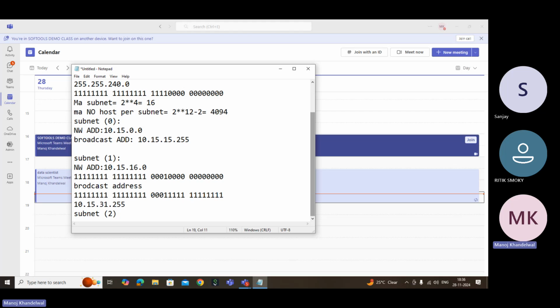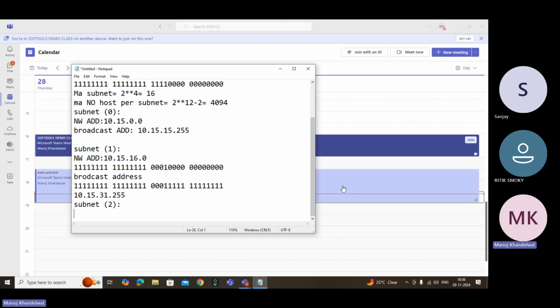Now we'll go to subnet 2. As I told you, use the same steps which I told you in subnet 1, use it here. Now we want the next IP address after this one. The next IP address after this one. Can you tell me? It is easy, right?